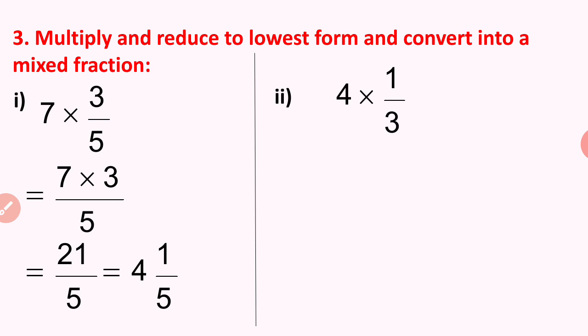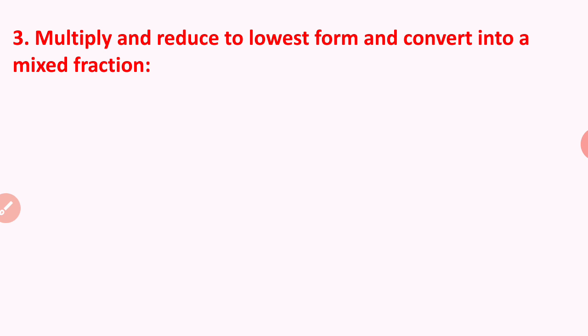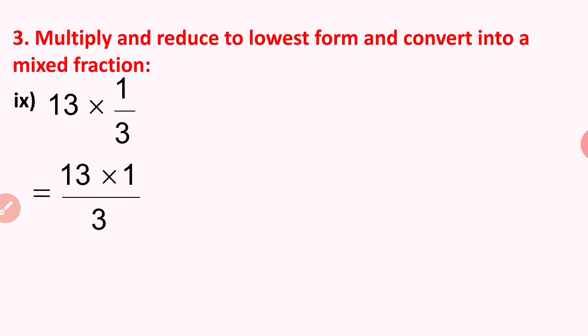One more example. Now 4 is the whole number which is supposed to be multiplied by 1 by 3. Again we are going to multiply 4 by the numerator. So we get the answer as 4 by 3, which can be further written as 1 and 1 by 3. Few more examples to go. 13 is now being multiplied by 1 by 3. So we'll multiply 13 by the numerator and we get the answer as 13 upon 3, which is written as 4 1 by 3 in mixed fraction.